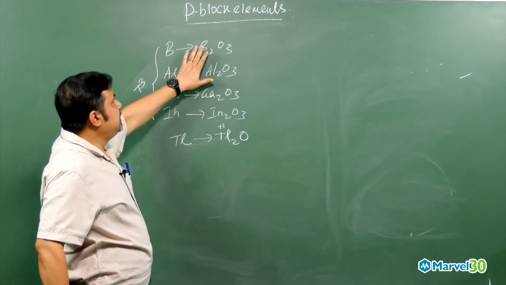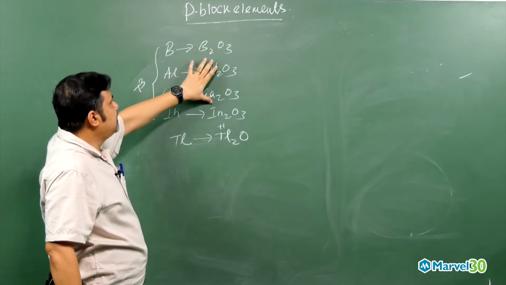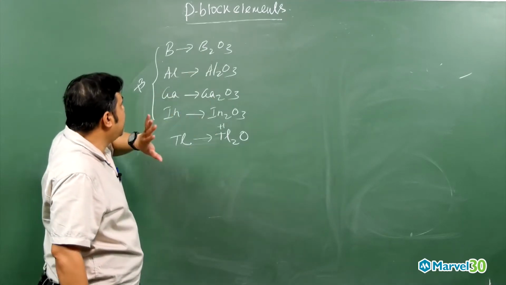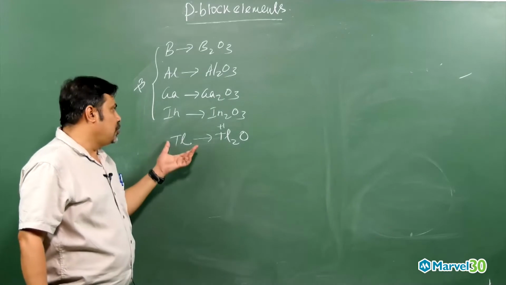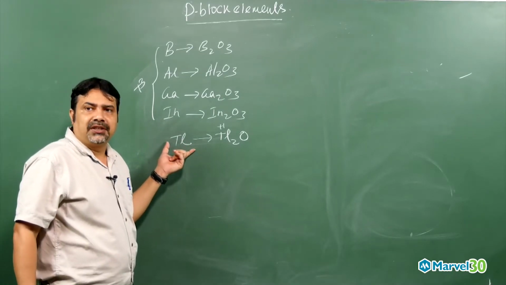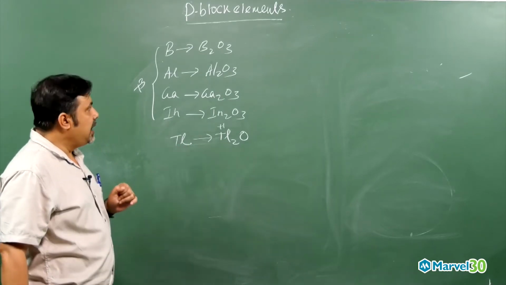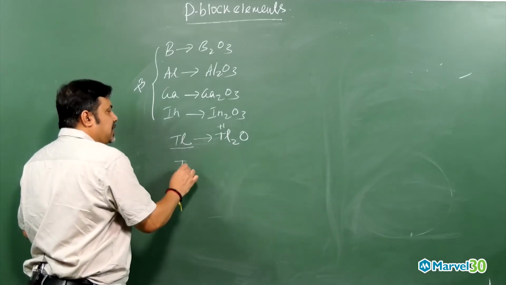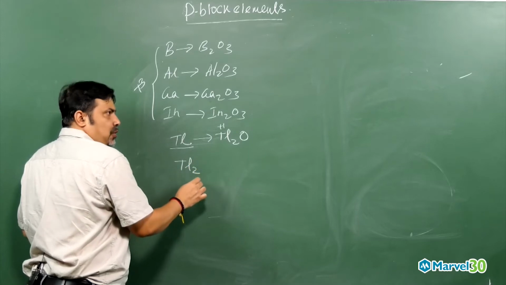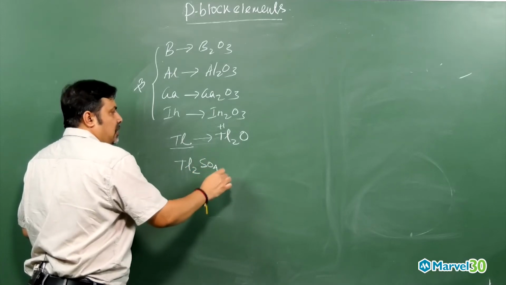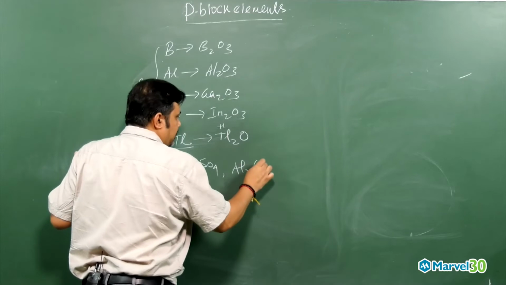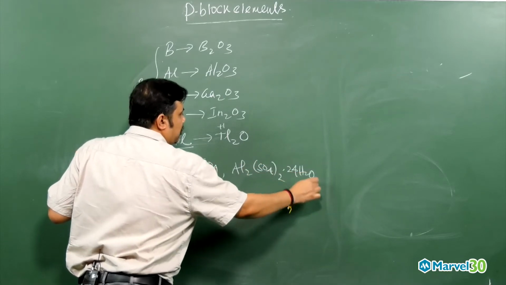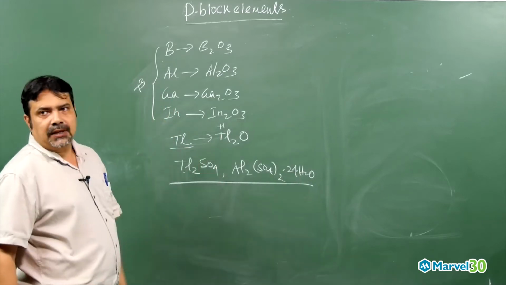Moreover, this oxide is acidic in nature. Al2O3 and Ga2O3 are amphoteric in nature. Down the group, the oxide basicity will increase. Now, thallium forms alum-type compounds, like K2SO4.Al2(SO4)3.24H2O, potassium alum; thallium forms this type of salt.